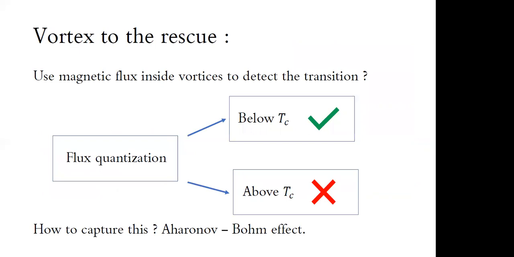So one idea would be, let's say you have magnetic flux tubes inside superconductors. You have vortices, which have quantized fluxes in them. Below critical temperature, you have flux quantization. Above critical temperature, you don't have that. So maybe one could use this as an order parameter. So how would you do that? One way you could do it is to look at the Aharonov-Bohm effect.